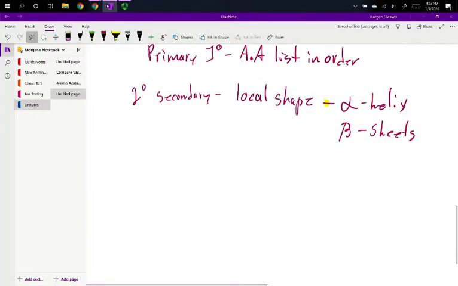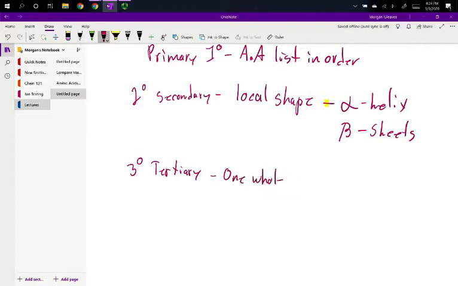Well, as we saw, there were many alpha helices in hemoglobin, and so we have tertiary. There is tertiary structure. These are one whole amino acid chain in final form.